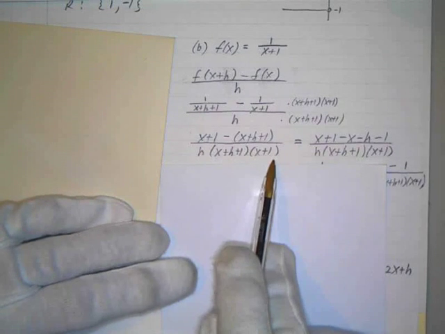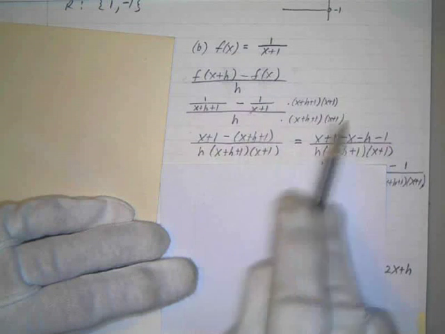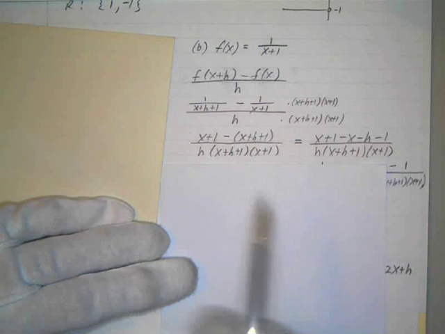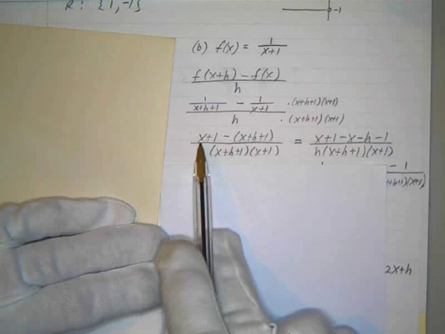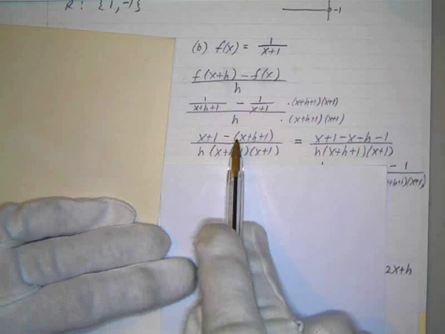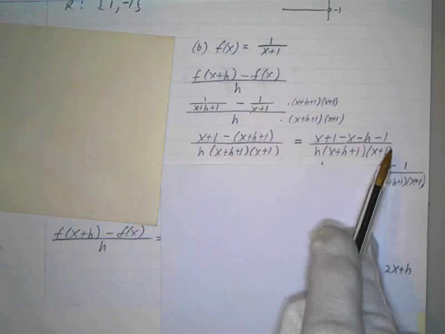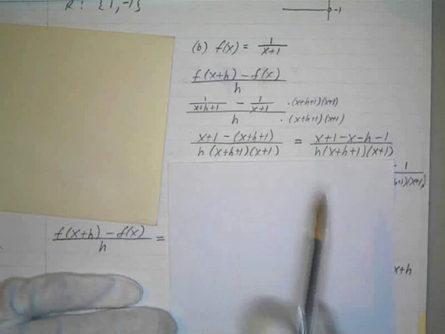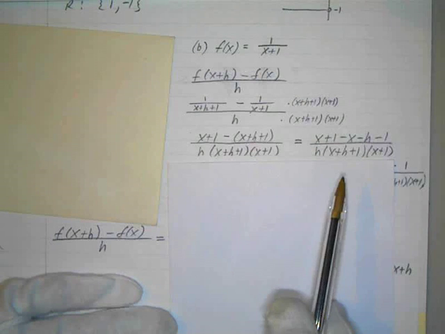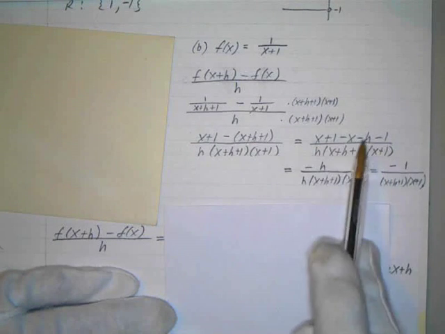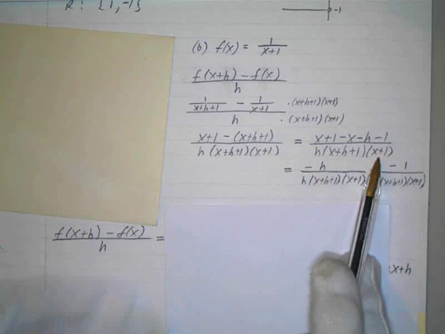Okay, and then see that does it really fast. That's why we use this little shortcut, because we run into a lot of these. Okay, then what I can do is I can simplify, so I can remove the parentheses. So I've got negative x, negative h, negative 1. And then what happens here, the x's cancel and the 1's cancel. So I end up with just negative h all over the same denominator.